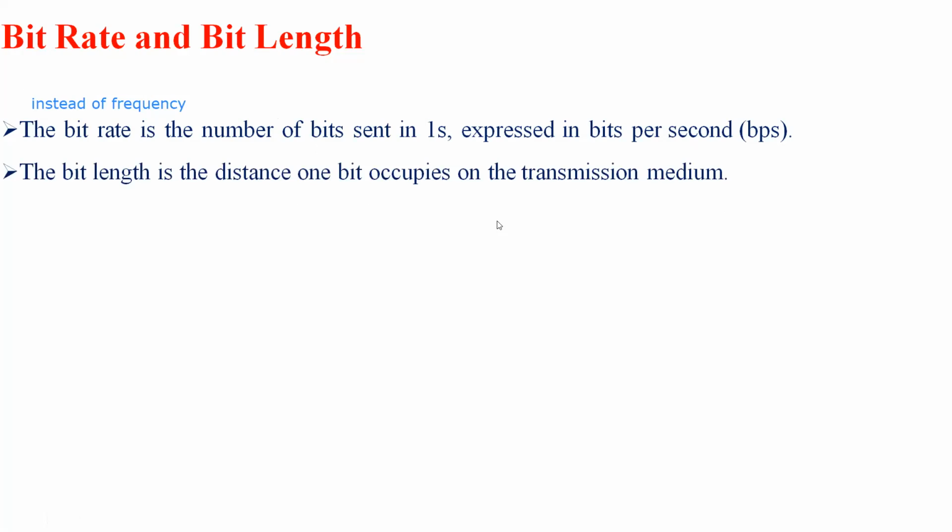Bit length is the distance which is occupied by 1 bit on a particular transmission medium. So this is called the bit length. Bit length is equal to propagation speed times bit duration. By using this formula, we can calculate the bit length.